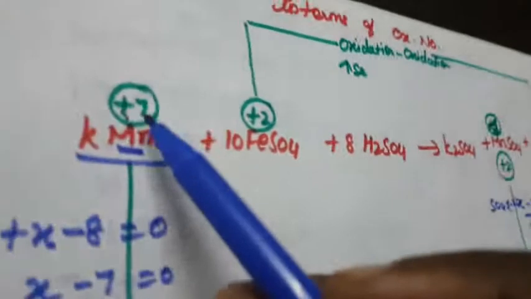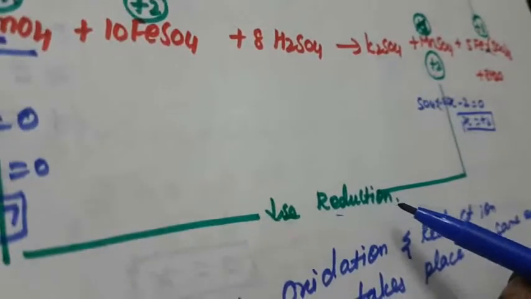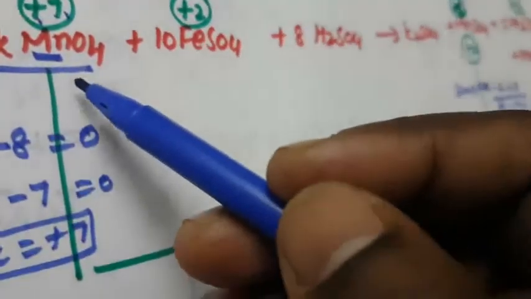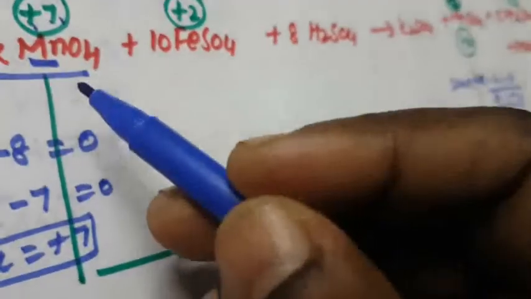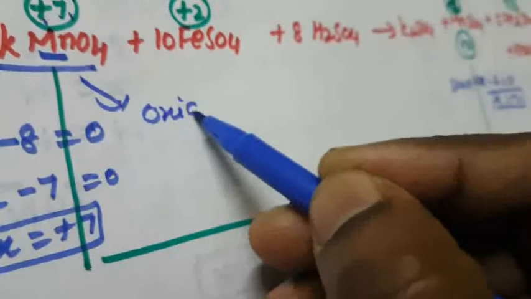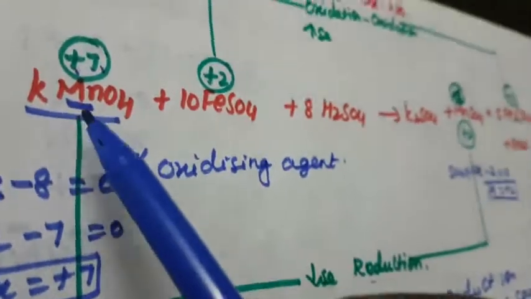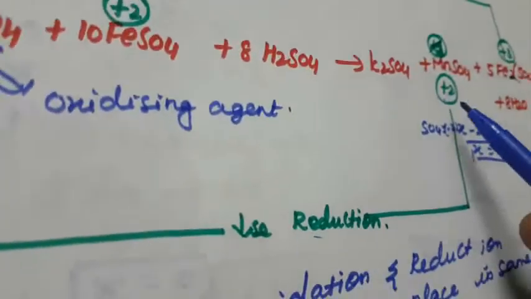So the oxidation state of manganese, +7, is reduced to +2. The oxidation number decreases, so reduction takes place. A substance that is reduced is a powerful oxidizing agent. So it is a powerful oxidizing agent. First you understand that: KMnO4 is reduced, Mn going from +7 oxidation number to +2.